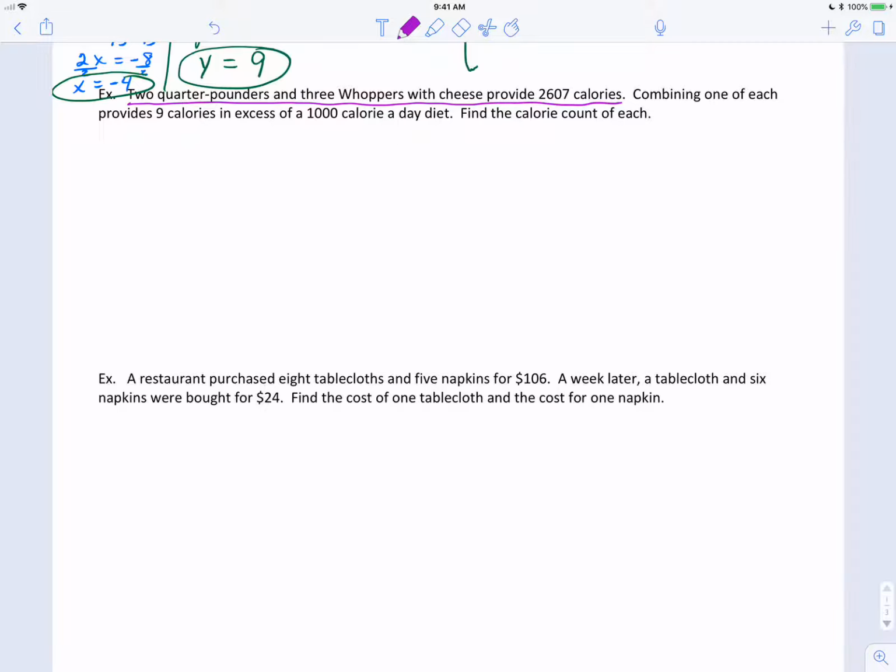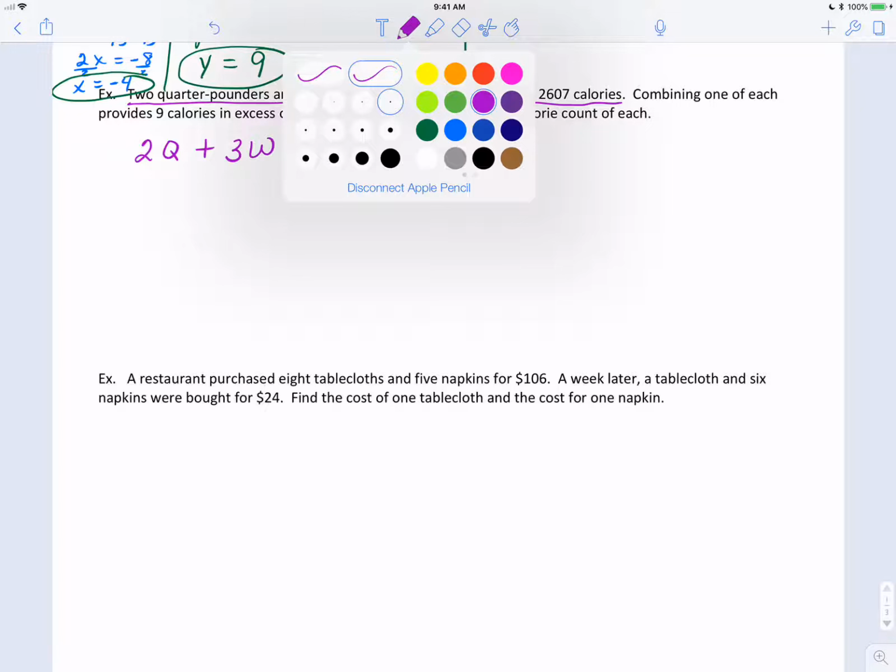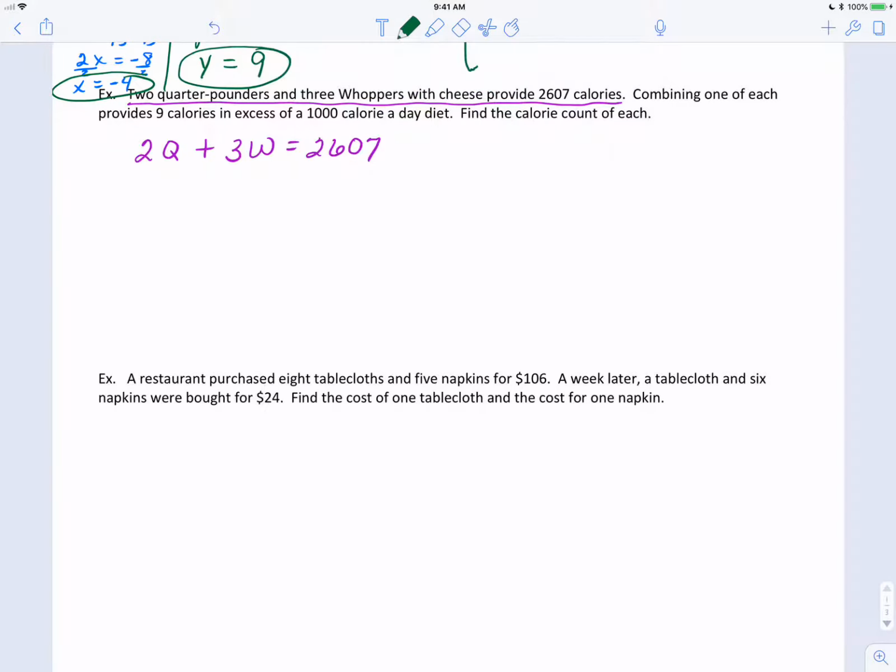Okay, well, we've got 2 Quarter Pounders. And we have 3 Whoppers with cheese. They provide 2,607 calories. Okay, there's my first sentence. We've got our first linear equation.